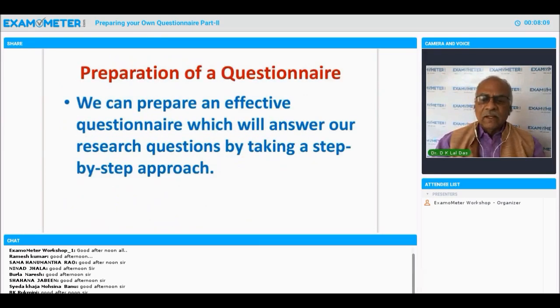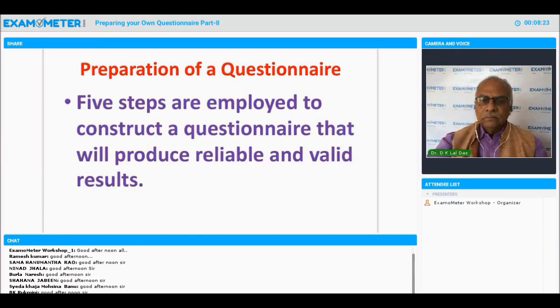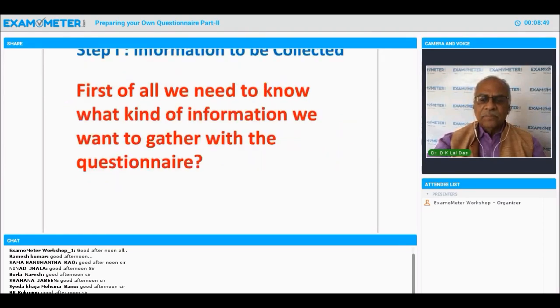We can prepare an effective questionnaire which will answer our research question by taking a step-by-step approach. Generally, we take 5 steps in preparing a questionnaire that would produce reliable and valid results. You have to remember this point. We are going to prepare a questionnaire which will fetch us reliable and valid data.